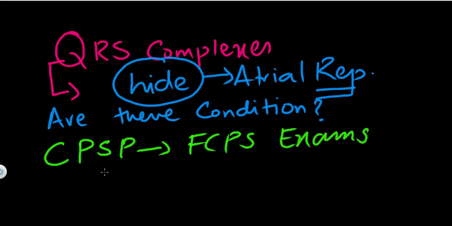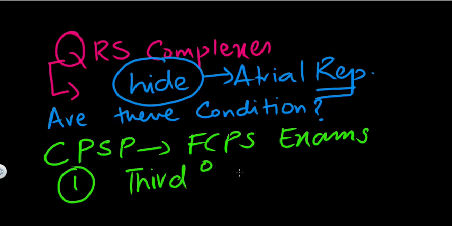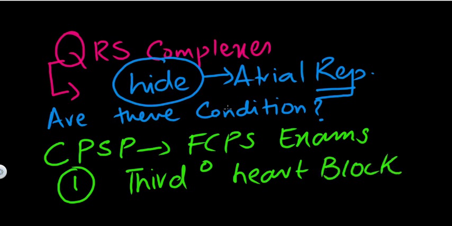And yes, of course, you have this condition called third degree heart block, where you can actually see your atrial repolarization on the ECG. Okay, so now let us talk about our next segment, which is the ST segment.